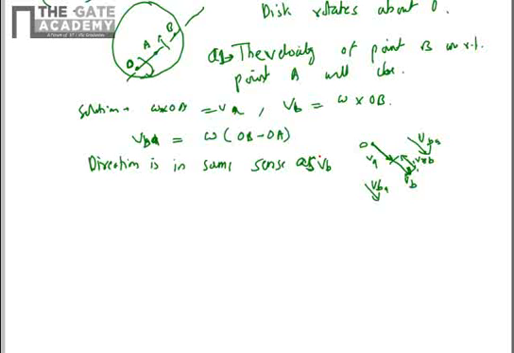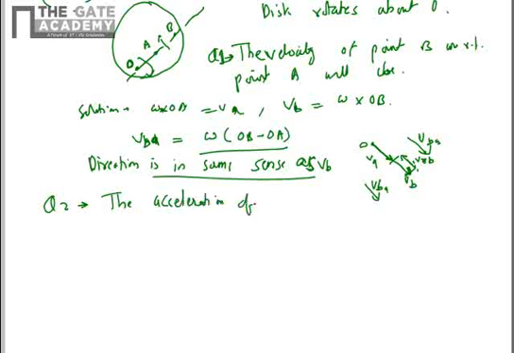In the options it was asked what the magnitude and direction of the velocity of B relative to A are. So the magnitude is omega times (OB minus OA), and the direction is the same sense as VB. The second part of this question was the acceleration of point B with respect to point A.